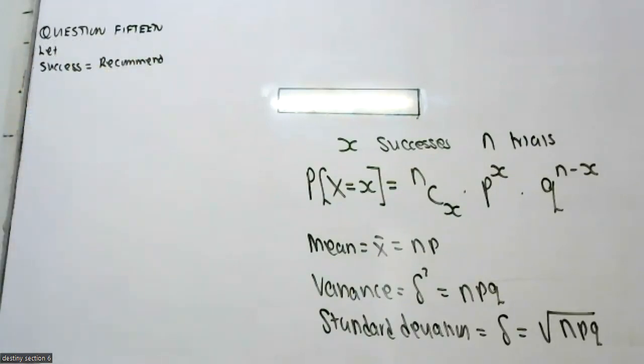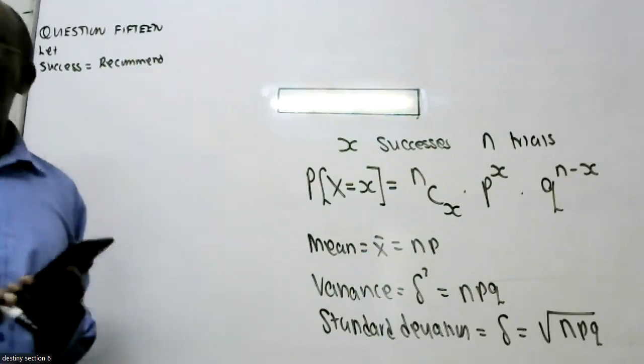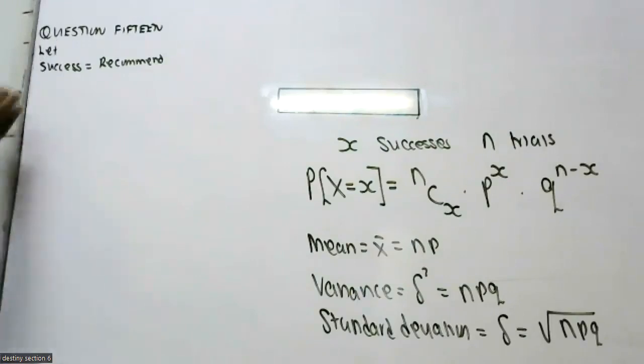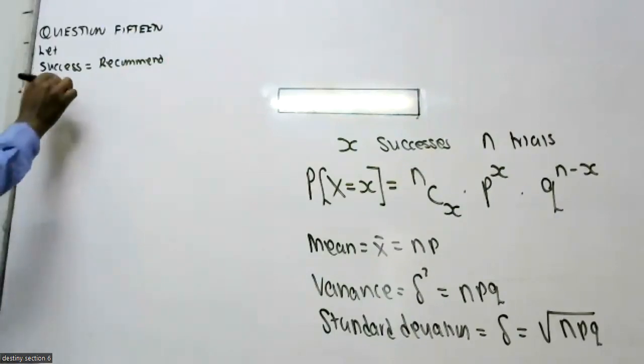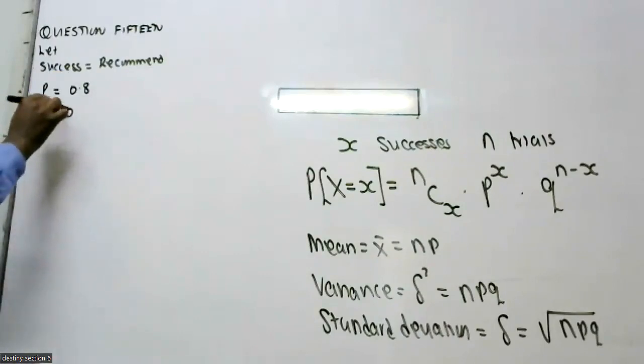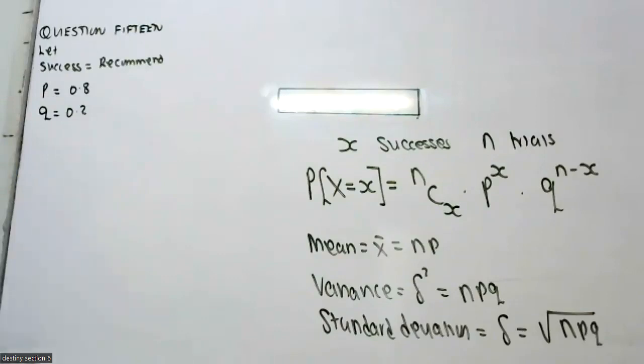That is our success. And to remember, success is what we are looking for. B, the probability of success is 0.8, and therefore Q must be 0.2, because we have said P plus Q should be 1. N, the trials that we are doing, we are told we are going to contact 6 stockbrokers.